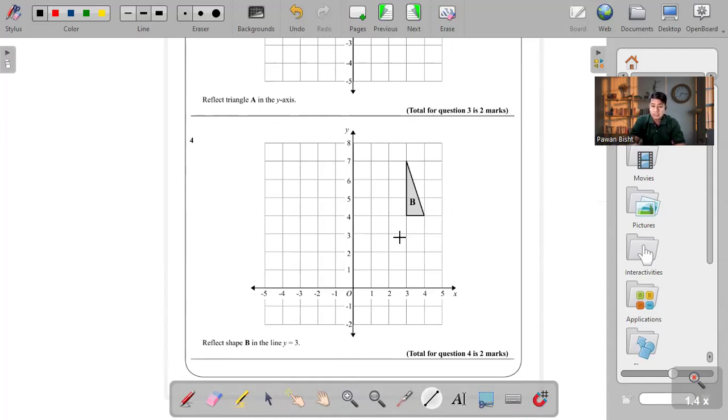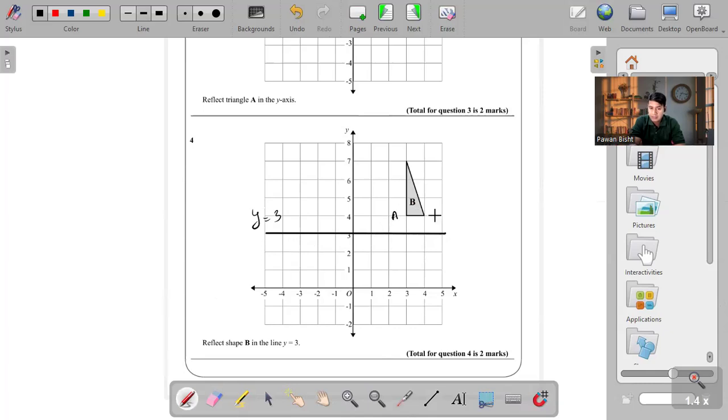Now this question is a little bit different from the questions we have done, because x-axis and y-axis are easy. But now they say reflect shape B along the line y equals 3. So first we need to understand where the line y equals 3 is. This is the line y equals 3, because here y remains 3 for every x coordinate. Now I have to reflect my figure B along this line.